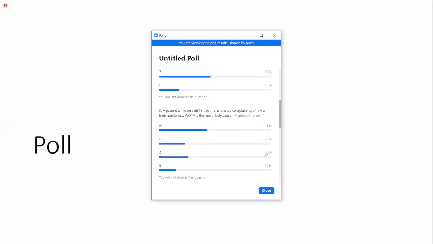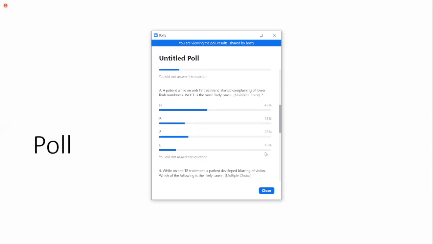A patient, while on anti-TB treatment, started complaining of lower limb numbness. Which of the following is the most likely cause? What do you think is the reason for this numbness? Someone? So polyneuropathy? Yes, that's the polyneuropathy. Which of the medicines can give polyneuropathy? Isoniazid. Yeah, it's isoniazid.